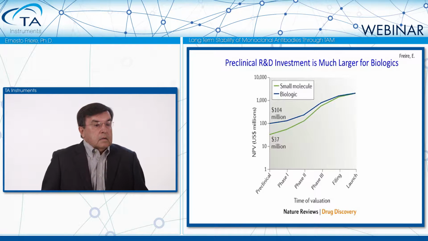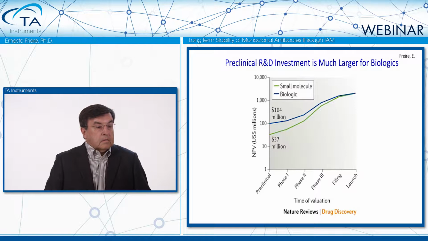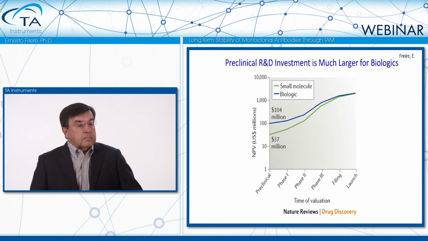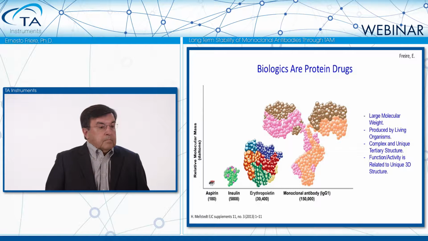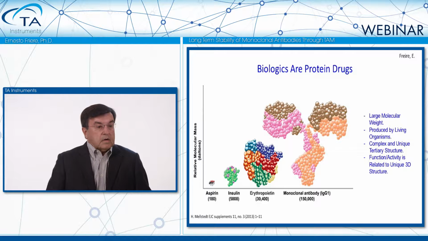The extraordinary growth of biologics is seen also in this slide, in which you can see that the preclinical investment or value of biologics is about 3 times as much as those of small molecule drugs. So what are biologics? Biologics are protein drugs. In this slide, you can see the size comparison of an aspirin molecule, for example, that has a molecular weight of 180, with a monoclonal antibody, which is about 1,000 times larger.